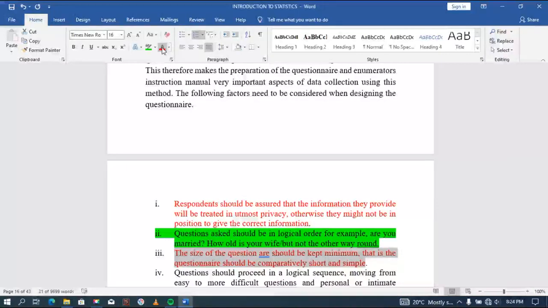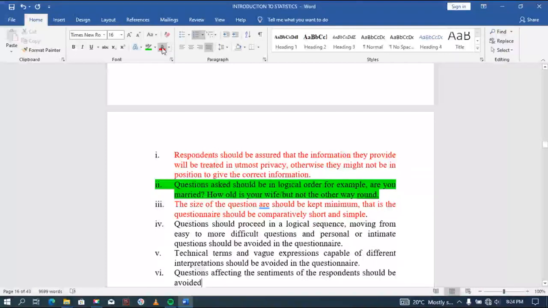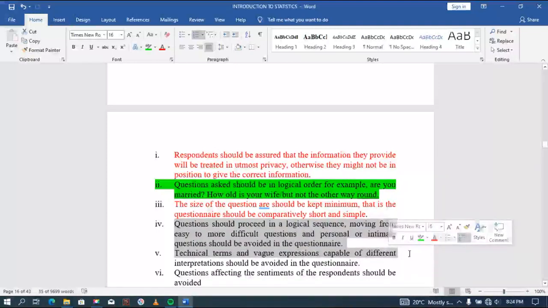So what does that imply? That in your questionnaire, you must have short questions, short kind of questions, and simple to understand. You shouldn't have those structured long questions because a respondent will not have time to read through, and besides, he may not even understand what you want him to give to you when it is that long structured question. Then the questions should proceed in a logical sequence, moving from easy to more difficult questions, and personal or intimate questions should be avoided in the questionnaire.